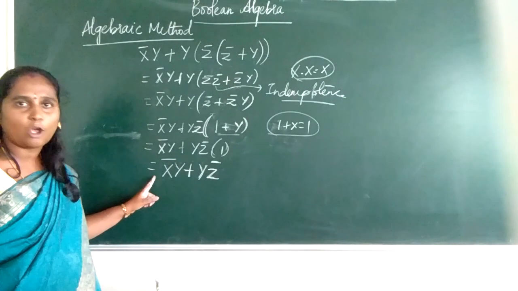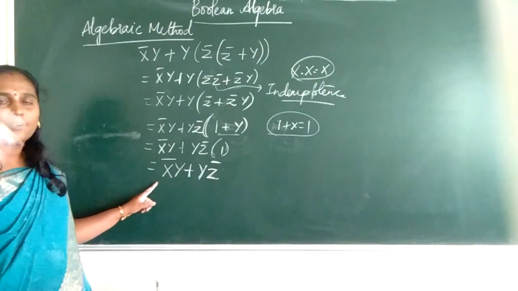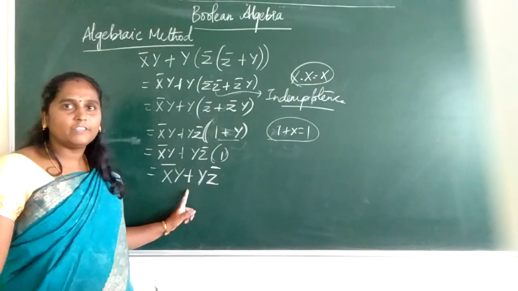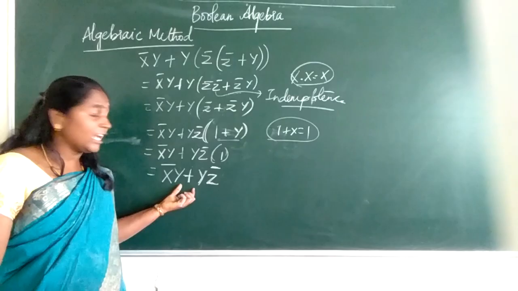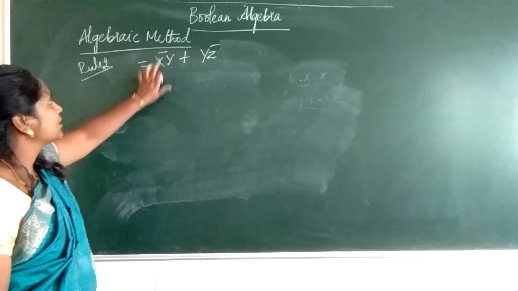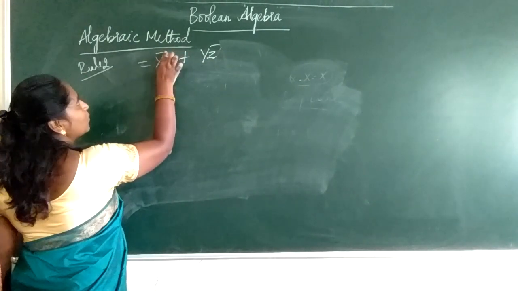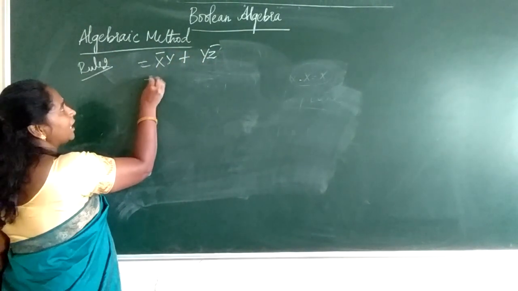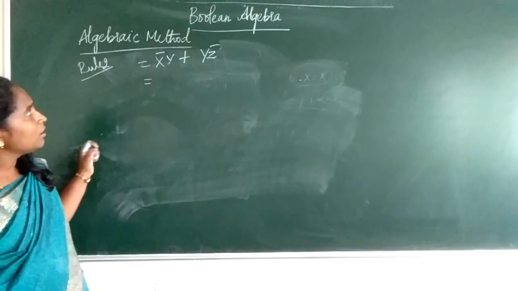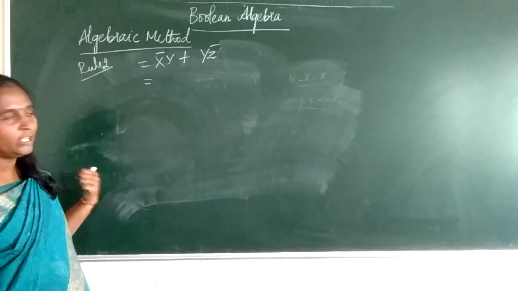But this is not a proper product of sums. You have to use a second rule. Again simplify using any one of the Boolean algebra laws in order to get it into the proper form. With the first rule we have got the expression x bar y plus y z bar. Again, in rule 2 it is not a proper product of sums, so we are going to simplify the given expression again using any one of the Boolean algebra laws.